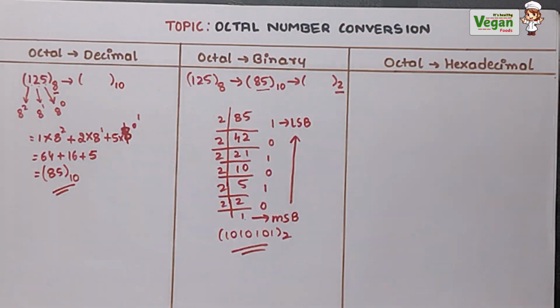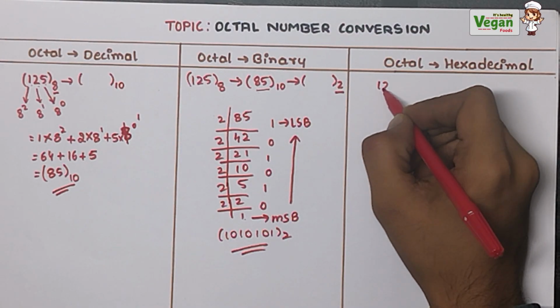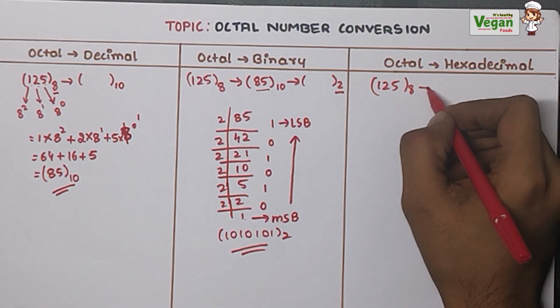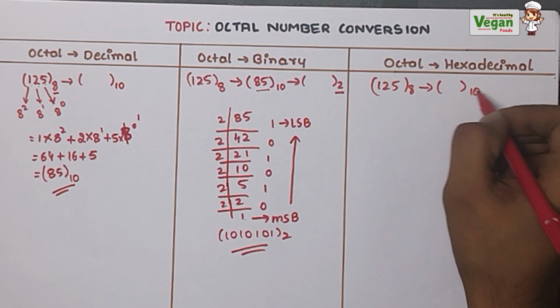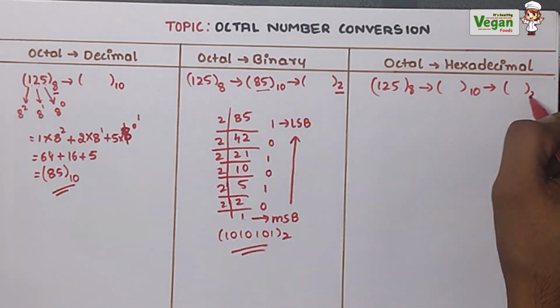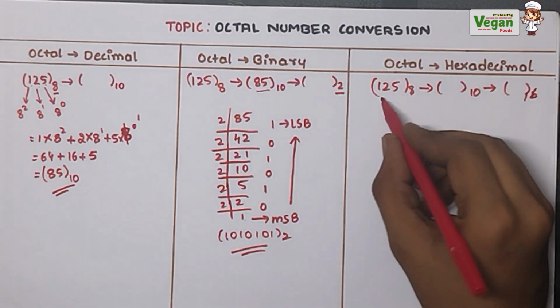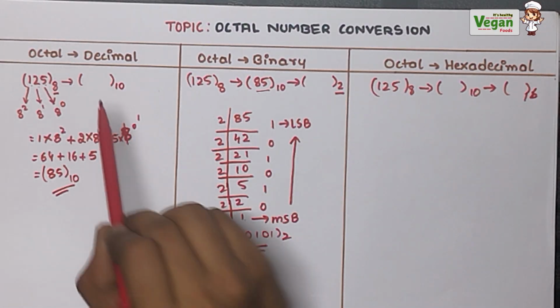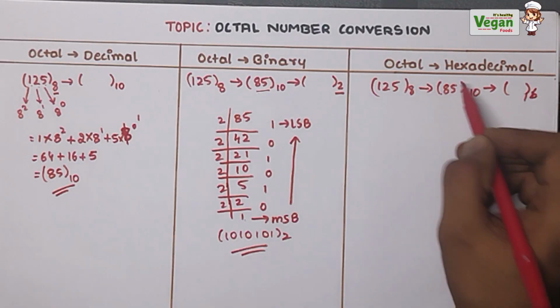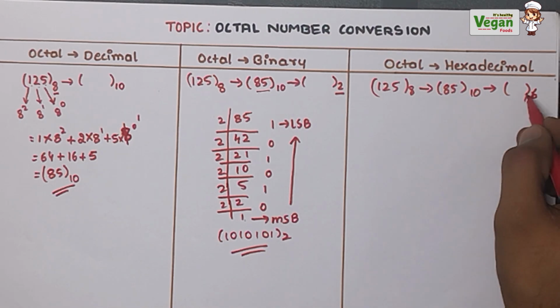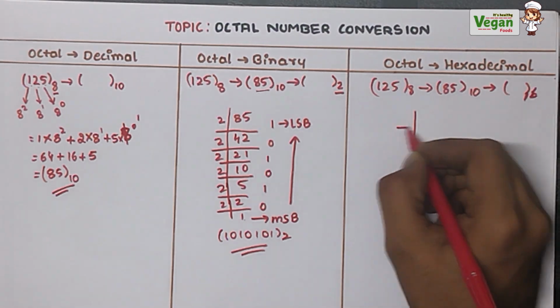Now let's convert the same octal value to hexadecimal. To convert to hexadecimal, first we must convert to a decimal value, then convert the decimal to hexadecimal. The hexadecimal base is 16. We already converted the octal to decimal. Its value is 85. Now I must convert this decimal value to hexadecimal, so divide it by 16.